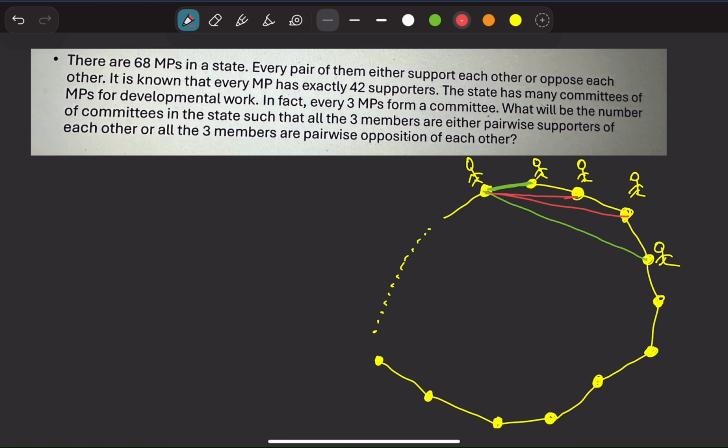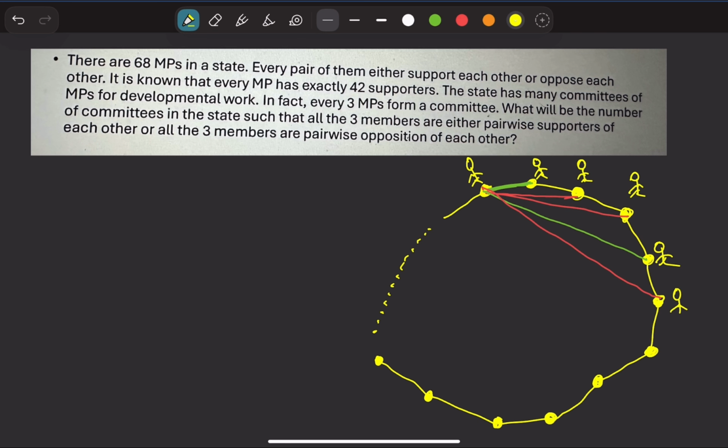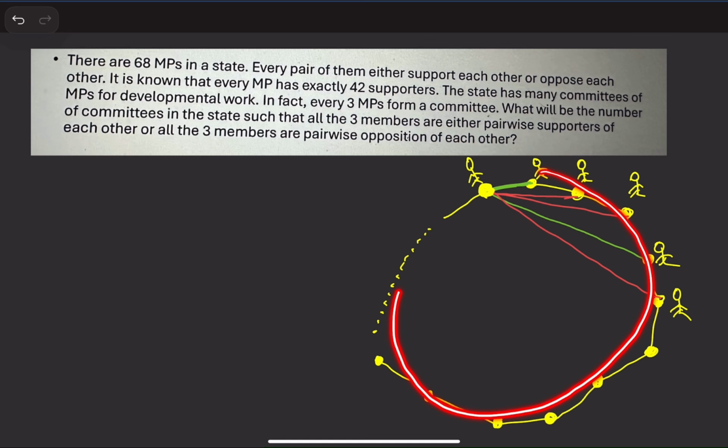Something like this. So this particular MP supports this MP, opposes this MP, opposes this MP, supports this MP, opposes this MP. So what we have to do is from each MP, we have to draw green and red lines connecting all the other MPs sitting on the polygon. That is simply nothing but drawing all the diagonals of the polygon.